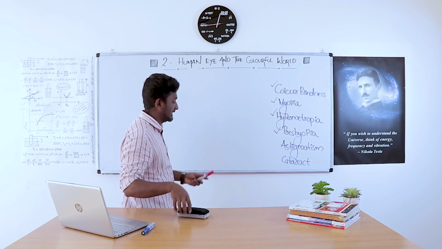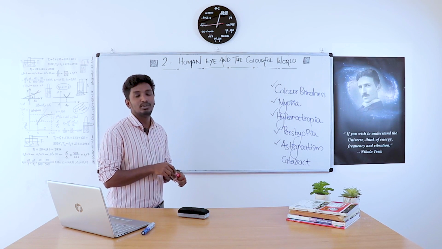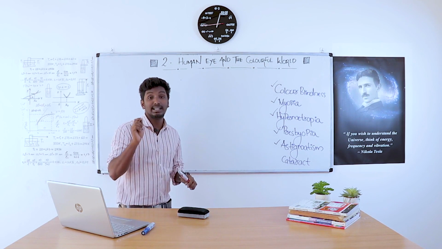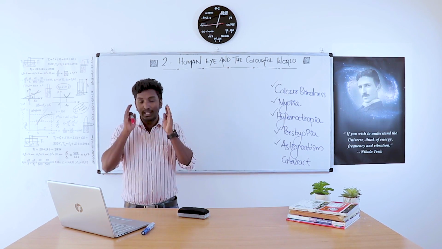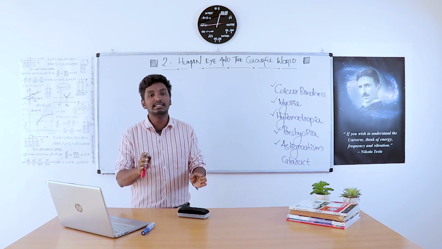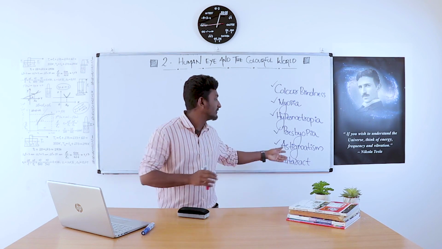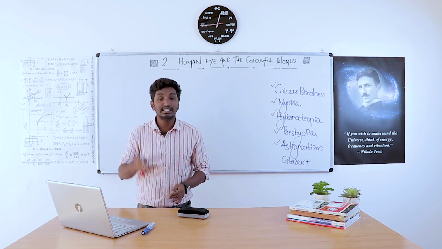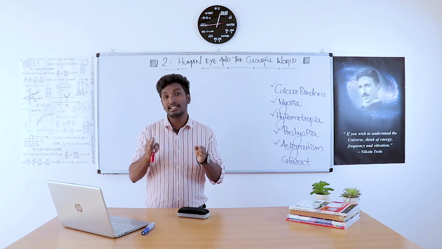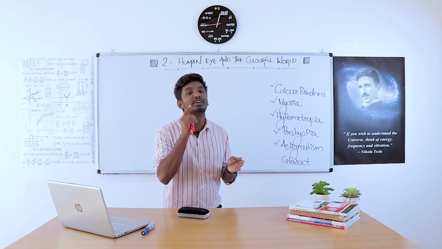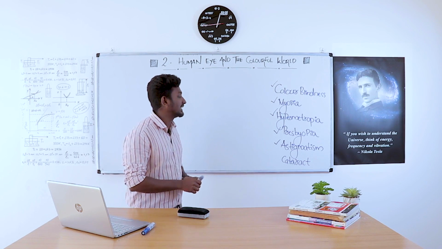Next defect is astigmatism. Astigmatism is a defect in the human eye due to which a person cannot see both horizontal and vertical lines simultaneously. If a person cannot see vertical and horizontal lines simultaneously, then he is suffering from astigmatism. So simply we can say that astigmatism is a defect in the human eye due to which a person cannot see both vertical and horizontal lines simultaneously. That's astigmatism.